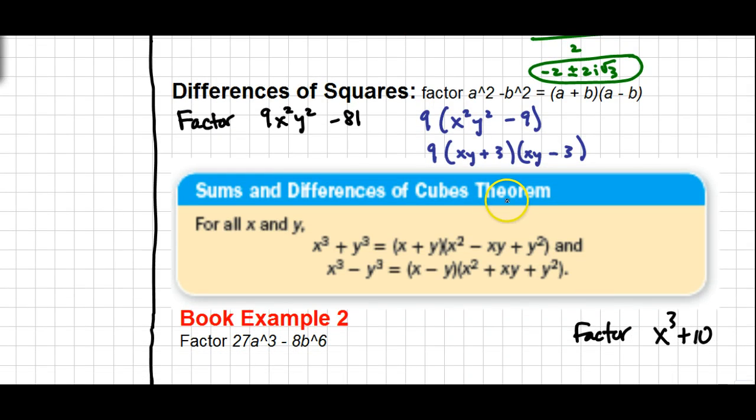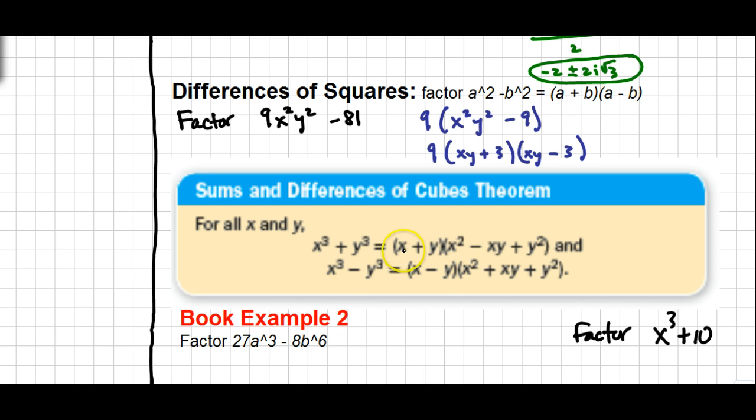So the sums and difference of cubes theorem, it's basically a little template or a little chart that you're going to use to factor when you have a binomial that's being cubed at the beginning and the end with either a plus or a minus. What you're going to do is cube root the beginning and the end and put that as a binomial. If it's a plus, then your first binomial is plus. If it's a minus, your first binomial is going to be minus.